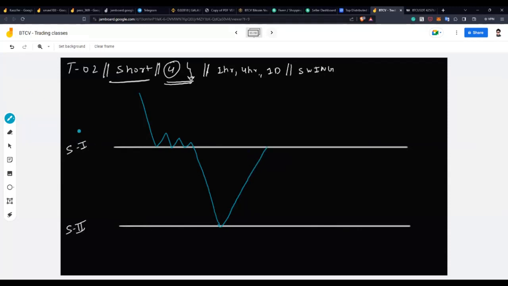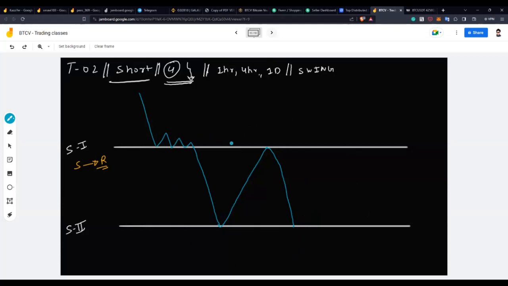Now we want this support 1 to act as a resistance. Support becomes resistance. When the market is moving down, this is how it works. So here our support will convert into a resistance, and the market will fall. And that's what we need. And of course, from this point, the market can go down, the market can move up. We don't care about it. That's it. This is what we need.